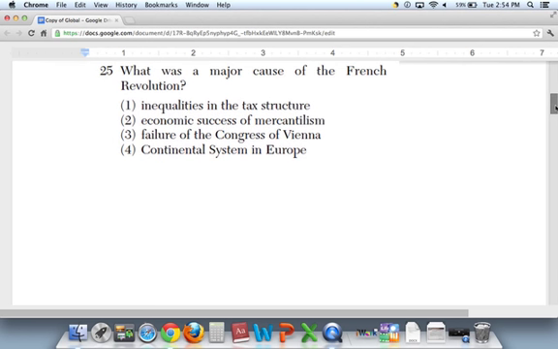Okay, so let's go over our choices. 1 would make sense, so we can think about that, and 2 would be wrong because mercantilism is like when there's a mother country and then the mother country establishes colonies in a different area, and then they work for each other. Like the colonies work for the motherland, like Great Britain and the 13 colonies. So that would be out of the question. And the failure of the Congress of Vienna had nothing to do with being a cause of the French Revolution. And number 4 had nothing to do with that. So the correct answer is 1, inequalities of the tax structure.